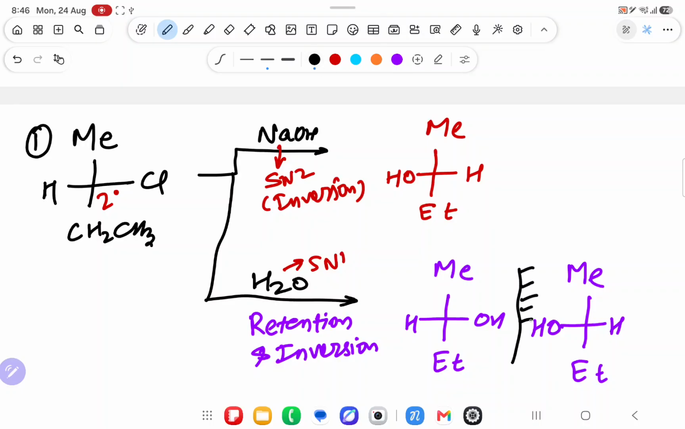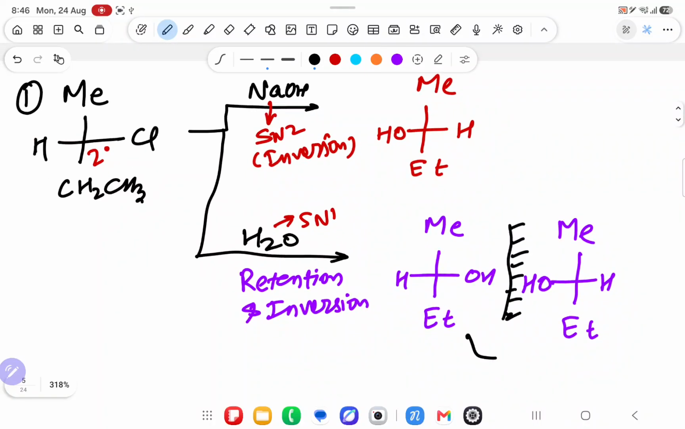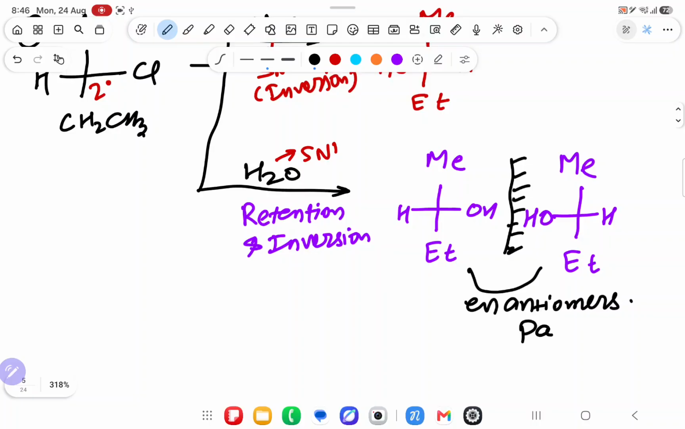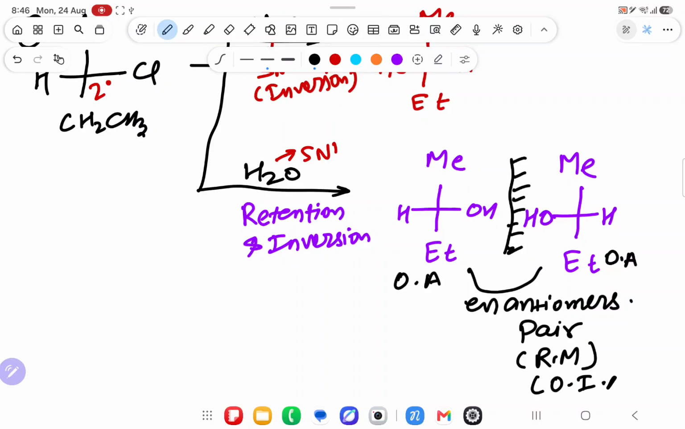And when you put the mirror over here, you are getting these two products looking like enantiomers. The enantiomers pair will do racemic mixture, racemization. This is optically active, this is optically active, but racemic mixture is optically inactive.